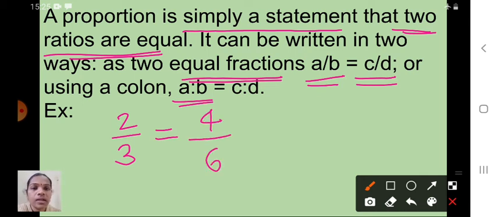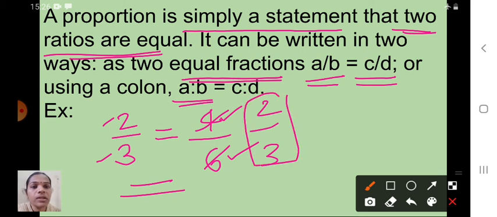Okay children, can we say like this? Yes, see here this is 2 upon 3. This is a prime number, isn't it? So we can't simplify. But here see 4 upon 6. Can we simplify here? Yes. If you simplify 4 upon 6, what is the common factor? 2 is the common factor. So 2 2s are 4, 3 2s are 6. So here what is there? 2 upon 3. Isn't it? So we can say 2 upon 3 is equal to 4 upon 6.